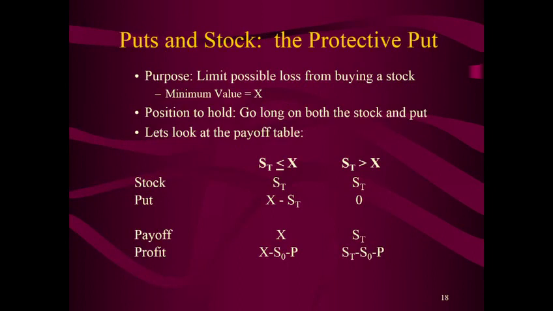So next we look at a protective put. With a protective put, you take a position where you long stock and long put. If you long stock and long put, what do you give up? Again, you give up the upside gain, but you protect the downside loss with your long put. So the stock payoff is the stock price, and the put is X minus ST if it's in the money, and 0 if it's out of the money.